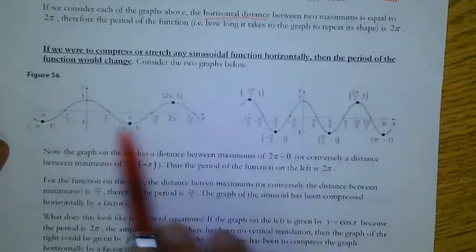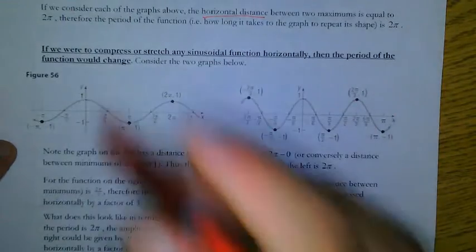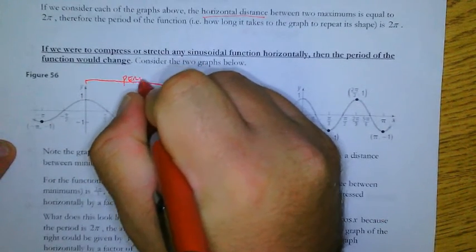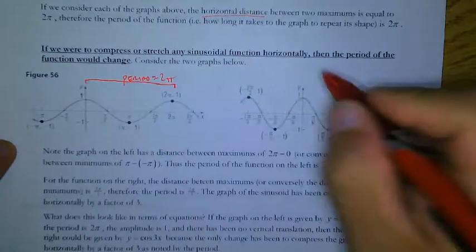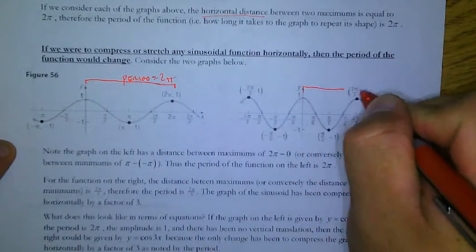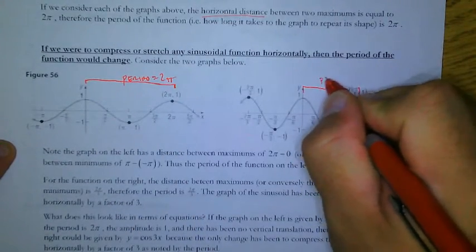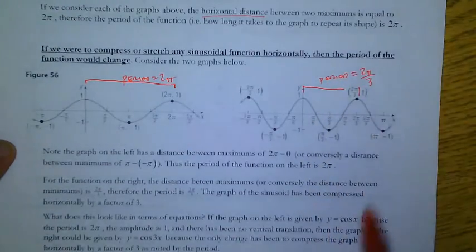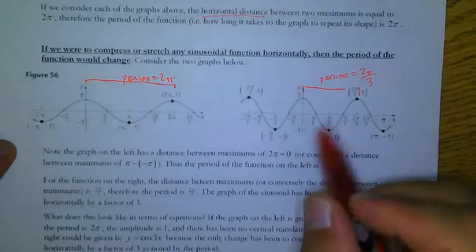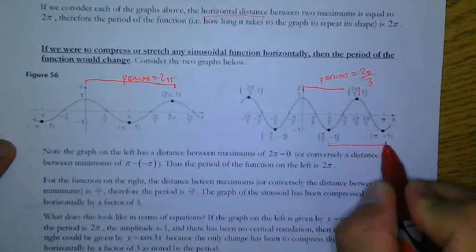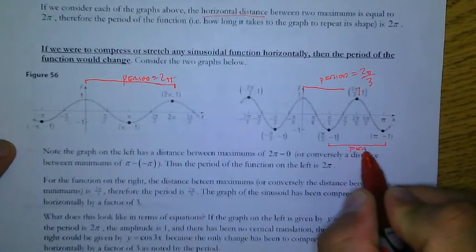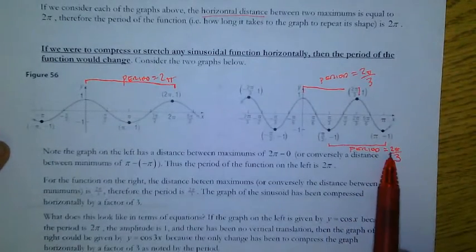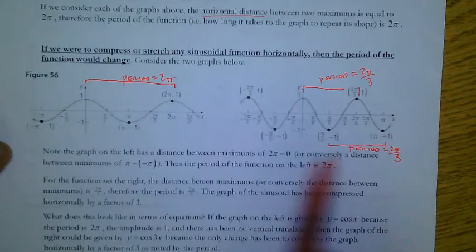So here are your two graphs. If I look from a maximum to a maximum, that period is equal to 2 pi. While if I look from this maximum to that maximum, that period is equal to 2 pi over 3. I can also do that from minimum to minimum. So from there to there, we can look at that period, and that is 2 pi over 3. That's the space that it takes to repeat itself.